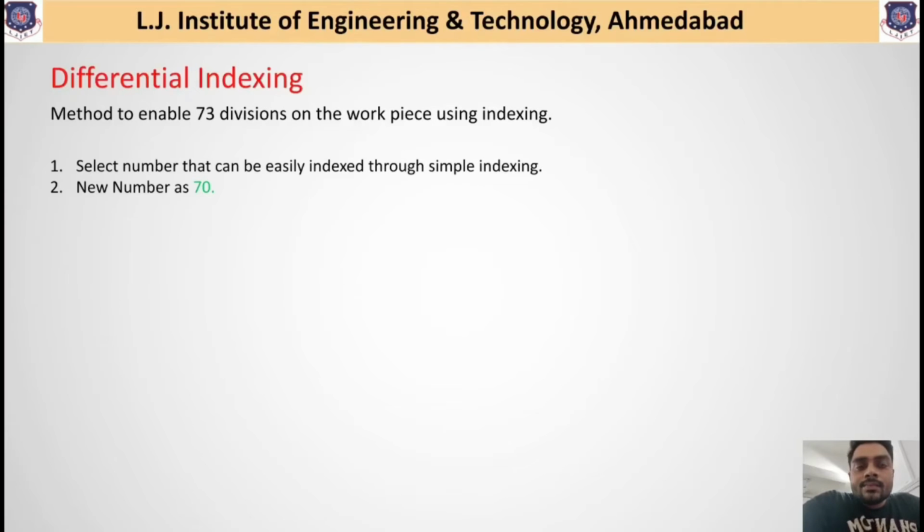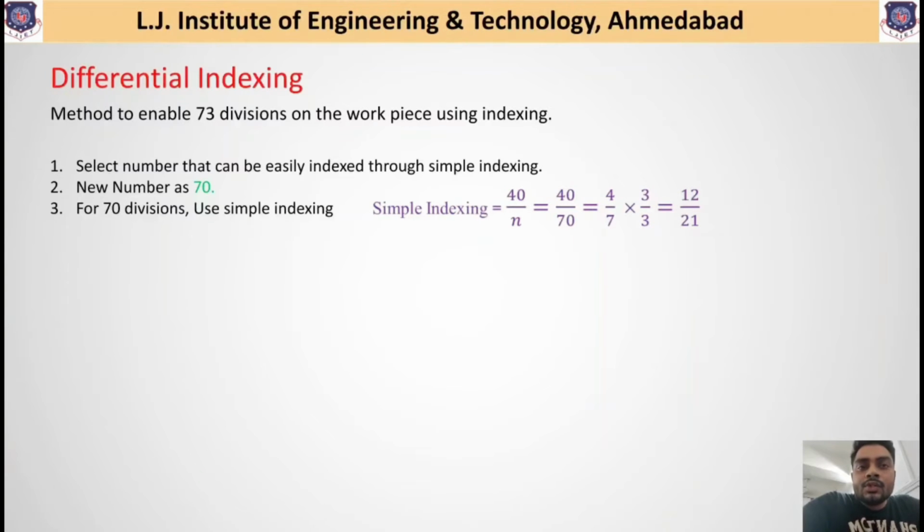Now the next step is to use the simple equation which is used in simple indexing. The equation that we know is 40 divided by n, and that n is nothing but the number of divisions required on the workpiece. So over here, the number of divisions required is 70. So that is 40 divided by 70, and if you solve this, you will get 4 divided by 7. So at the end, we get the answer 4 divided by 7.